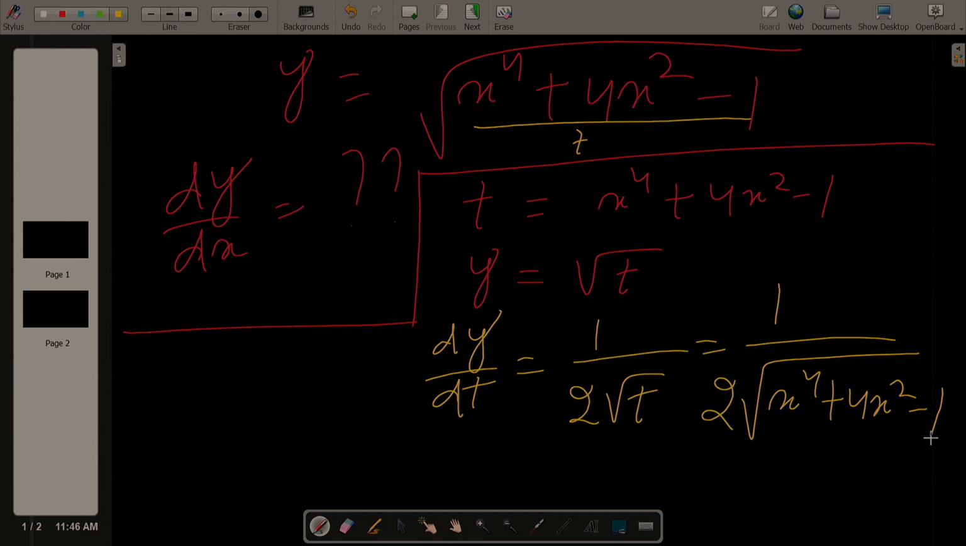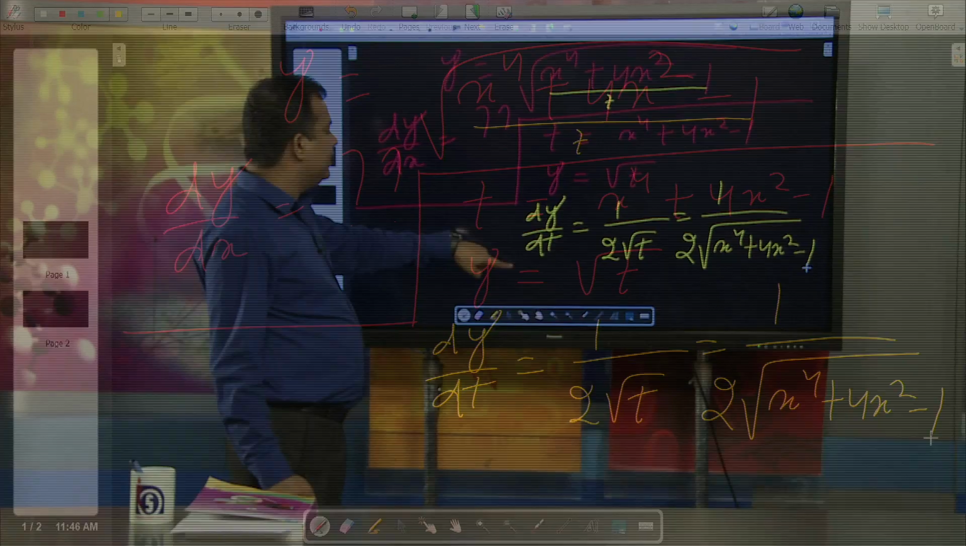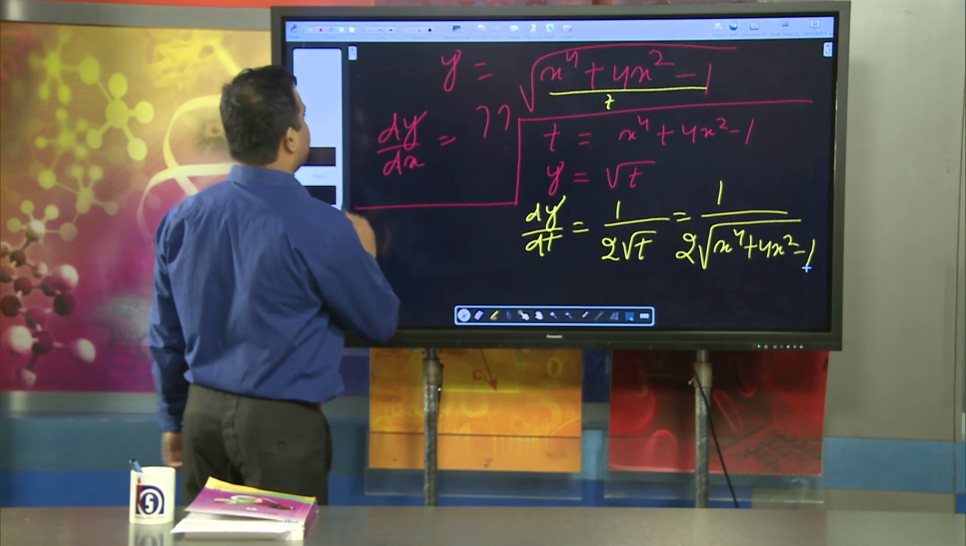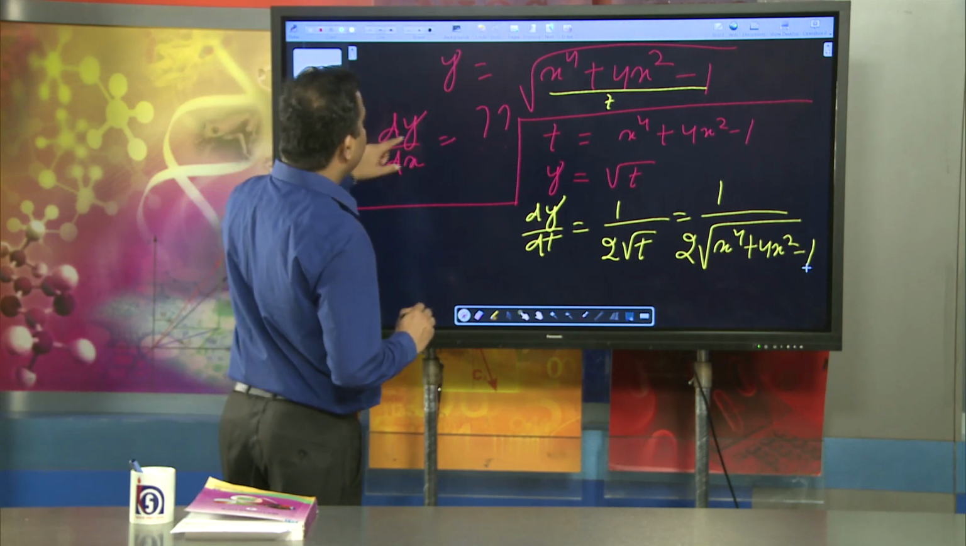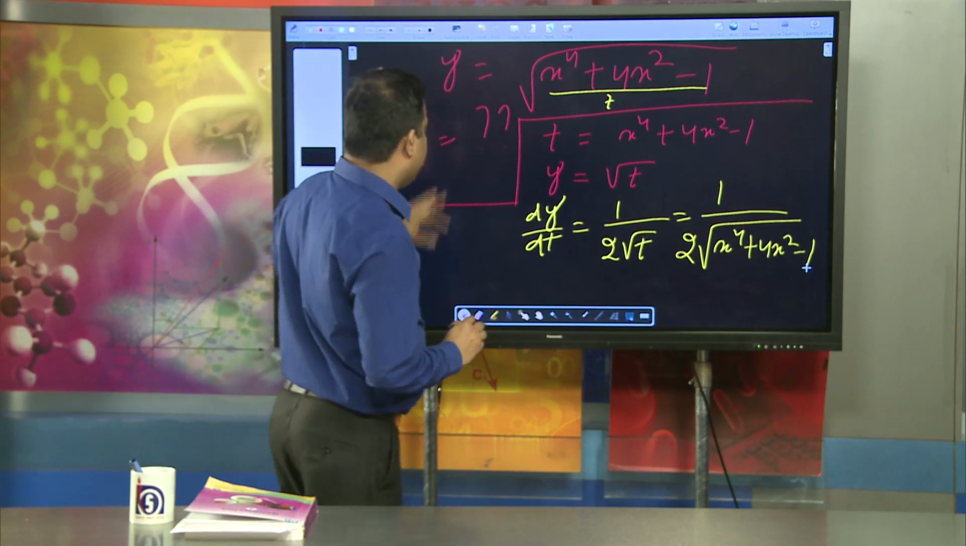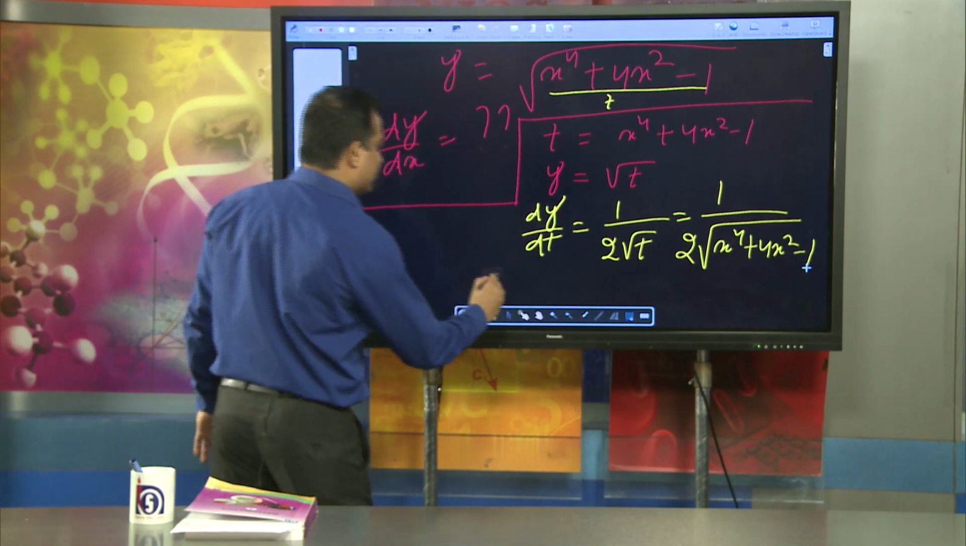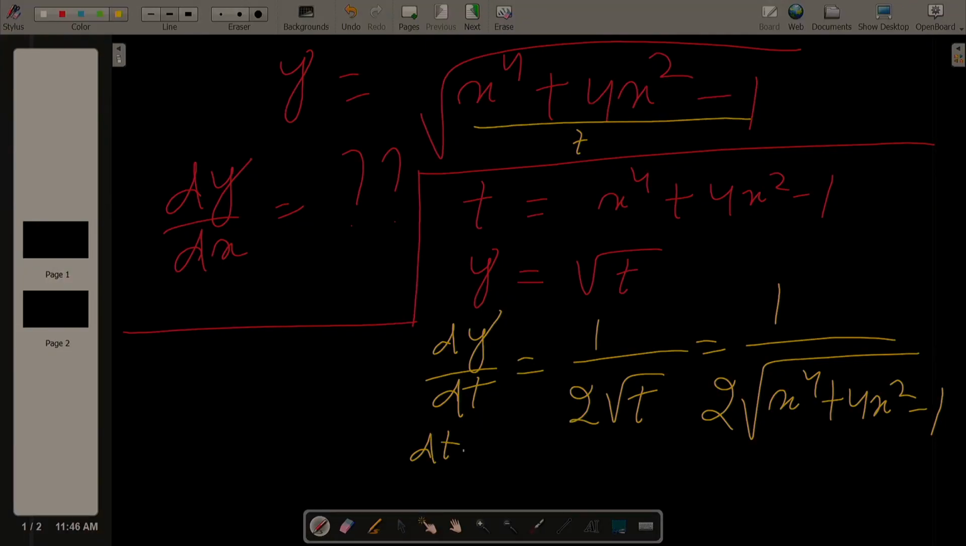Now, after dy by dt, again we will find dt by dx. What will be the value of dt by dx? t equals x^4 plus 4x square minus 1. dt by dx, you know that the value equals 4x cube plus 2 into 4, that is 8x, plus 8x.